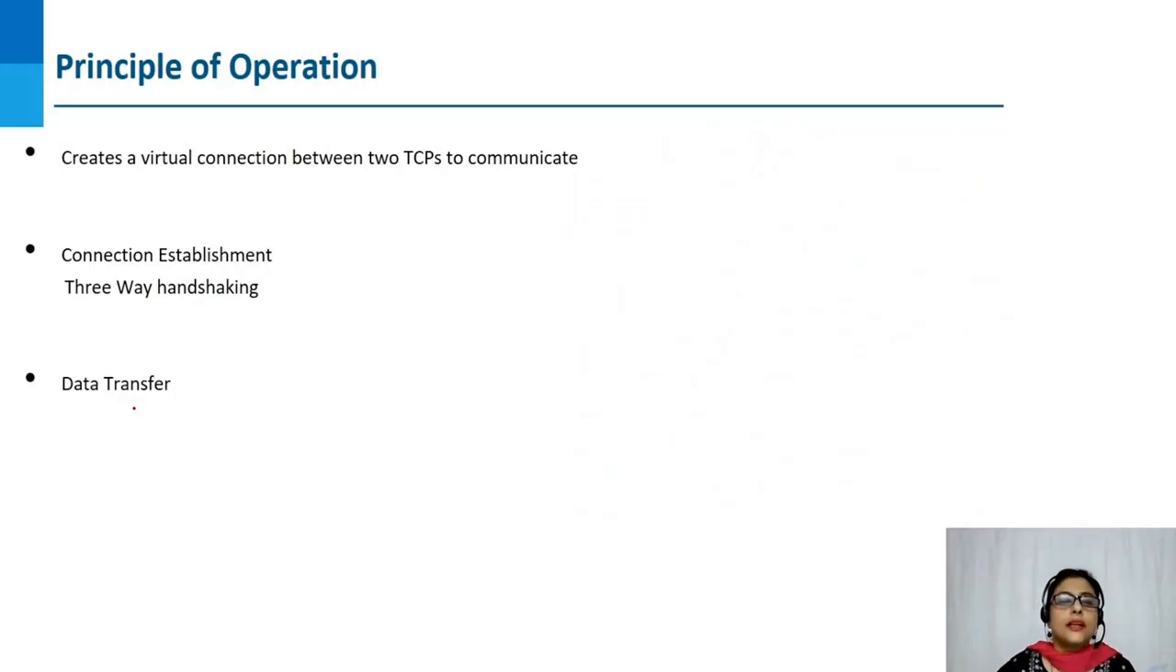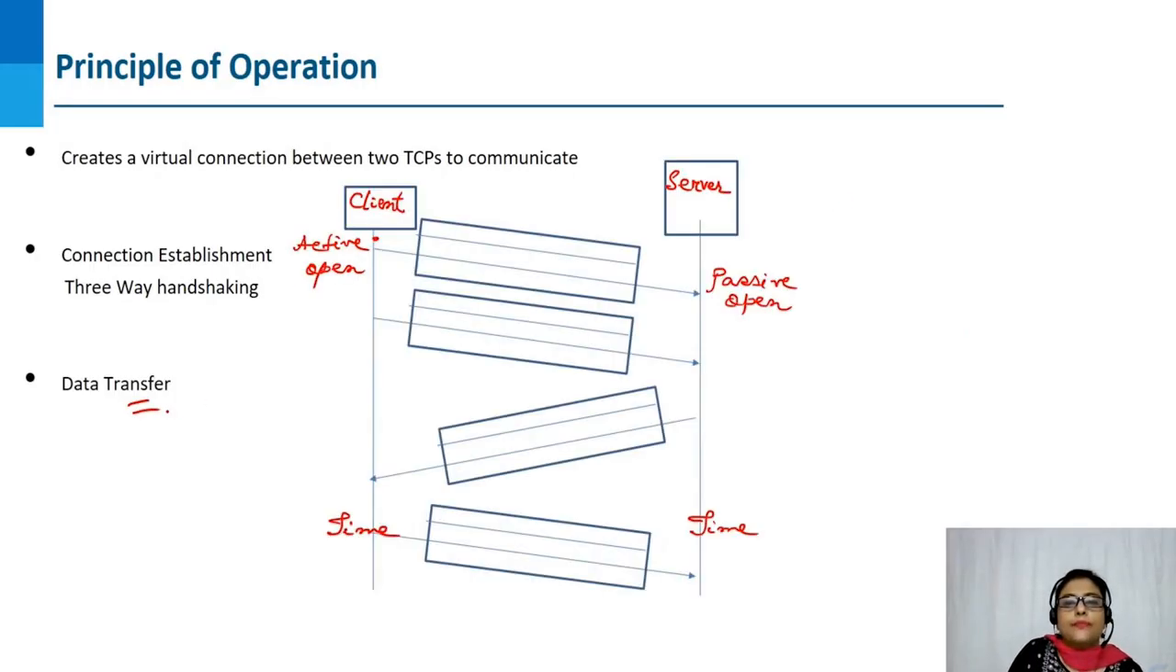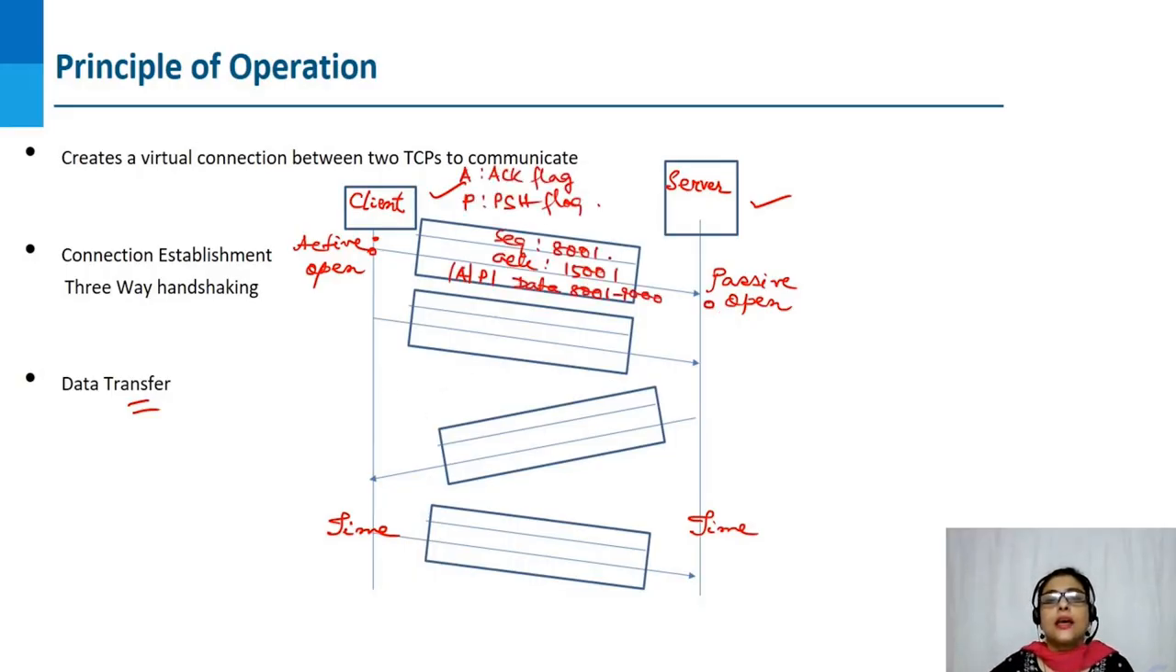Next process is the data transfer process. Let's see how it is done. As before, we have a client side here running one process and a server side running another application process. As before, this is an active open process, and this is a passive open TCP connection. The client should send the chunk of data with the sequence number. Let's say it is starting with 8001, and it is sending an acknowledgement packet. As before, it has already received the packet from the server with the sequence number 15,000, so it is sending an acknowledgement 15,001. Here we have the acknowledgement packet plus the PSH flag set.